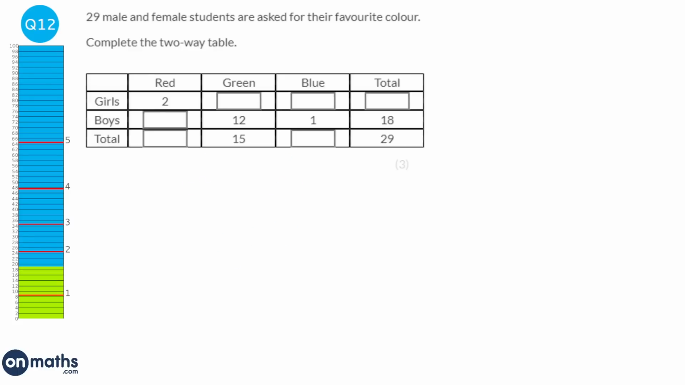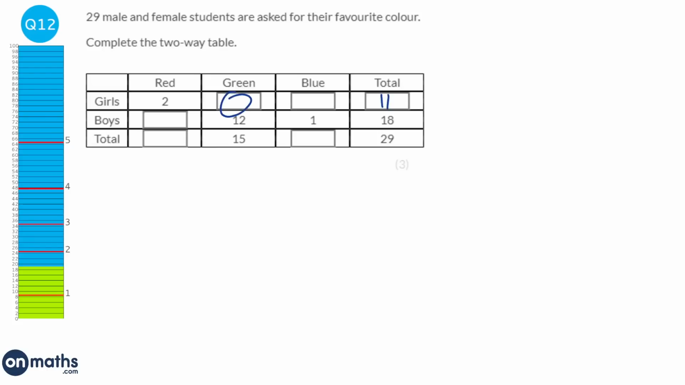With these questions, we've just got to go around and fill in what we can. And there's going to be some numbers like this one here we can't fill in yet. So we're going to have to be strategic in the order we do it. I'm going to first of all look here. And notice that the total of girls and boys is 29. The total of the boys is 18. So take away the 18 from 29 and we get 11.